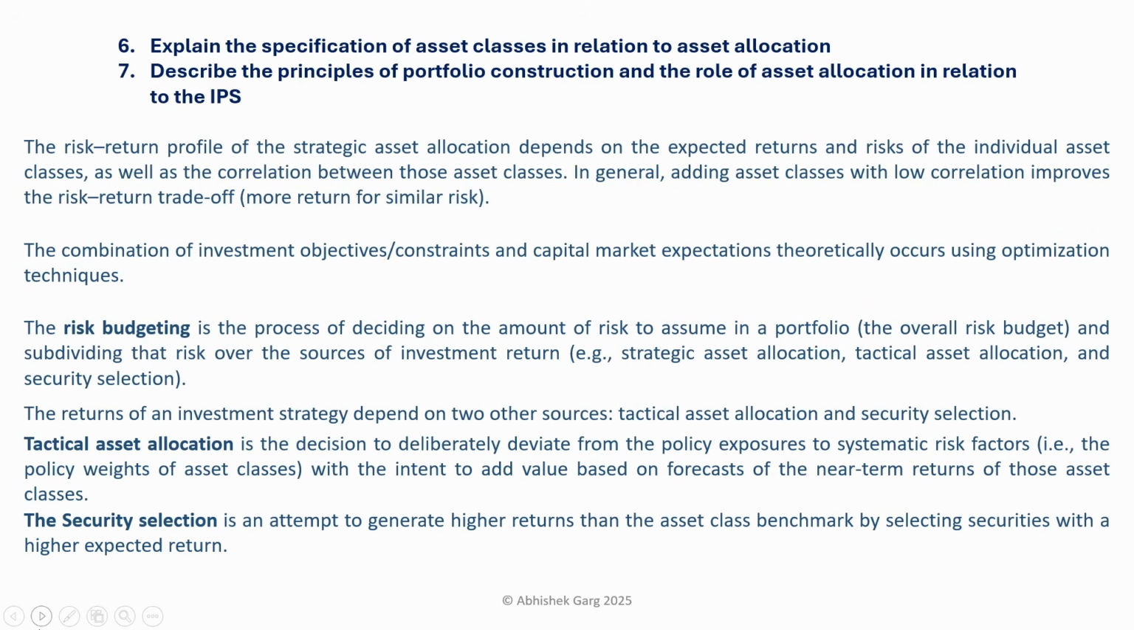Then comes your security selection. Now, this is an attempt to generate higher returns than the asset class itself by selecting securities with a higher expected return. Now, if I'm investing 80% into equities, there are two scenarios. In the first scenario, I can directly invest the 80% amount into an index fund that is tracking my benchmark. So that is my strategic asset allocation. But I can also invest that 80% into different securities so that I can outperform the asset class itself. That is your security selection. These are two other sources of your investment returns.